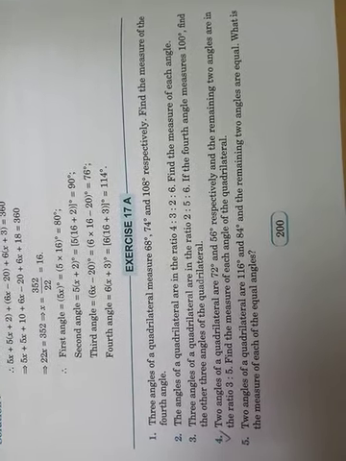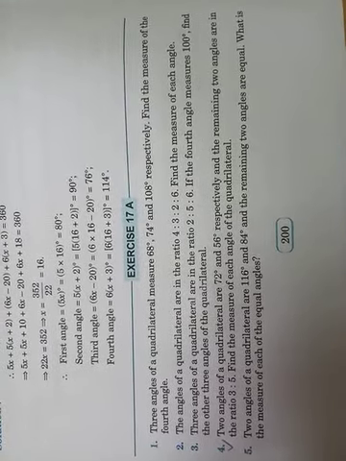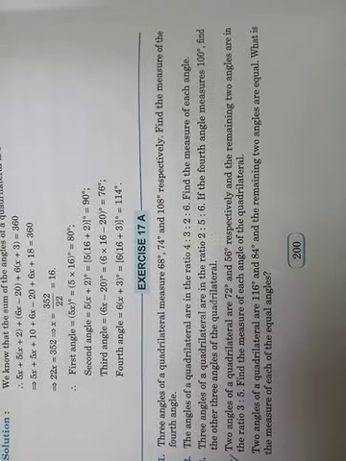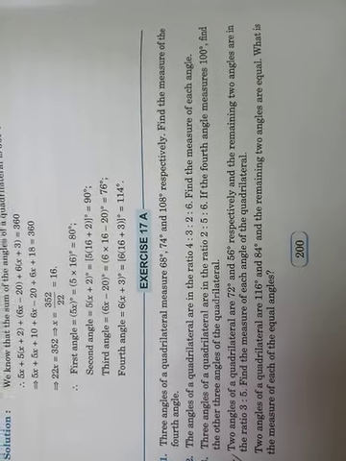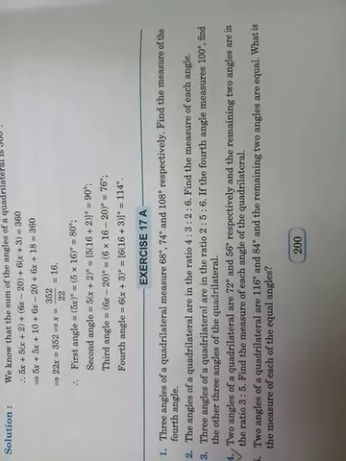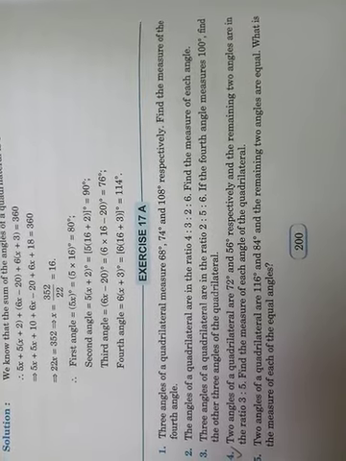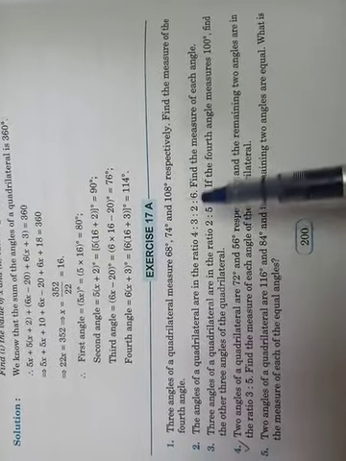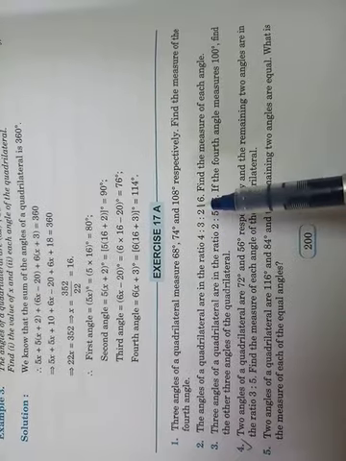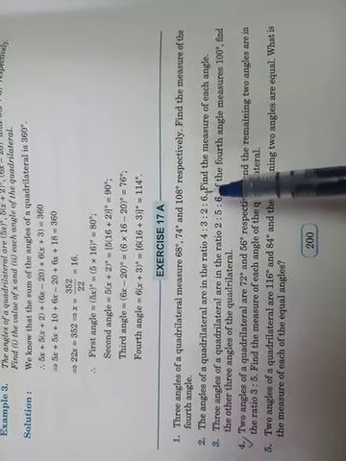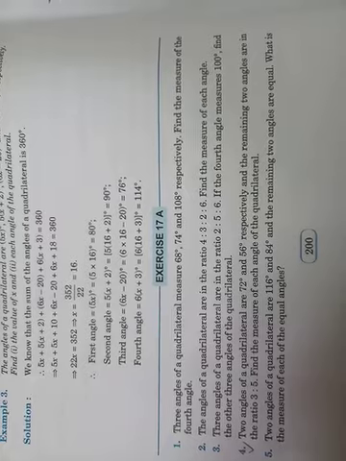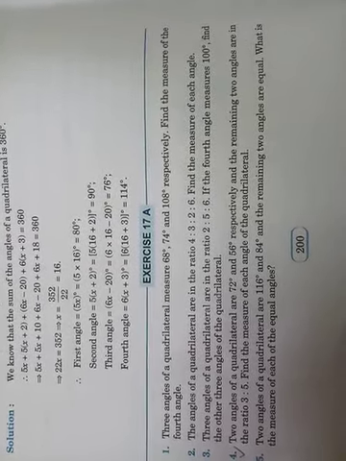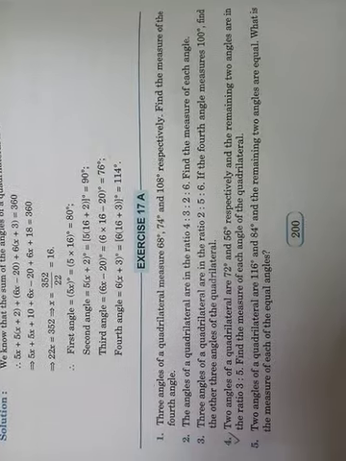Then question number 2, the angles of a quadrilateral are in the ratio of 4:3:2:6. Find the measure of each angle. So how are we going to do it? We let the common factor be x, and then we'll write all the four angles. That becomes 4x, 3x, 2x and 6x, and then we'll sum up all, and that sum will be equal to 360 degrees. So you can find the measure of each angle very easily.